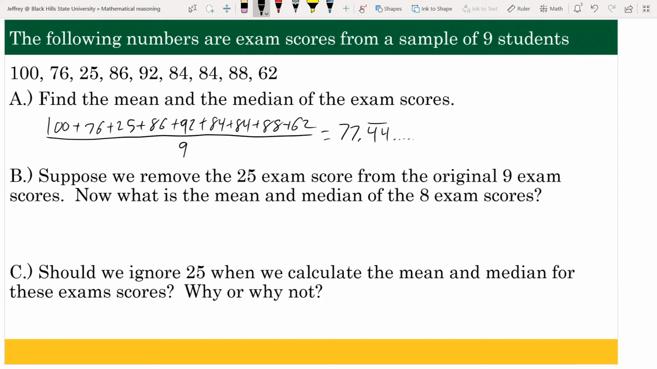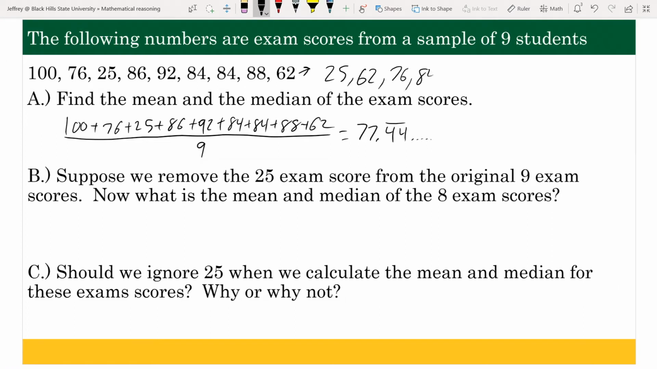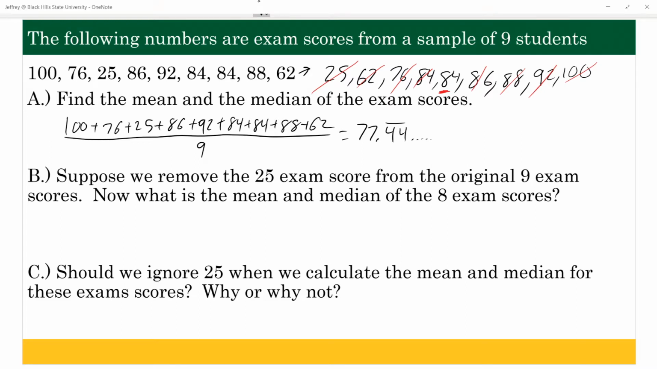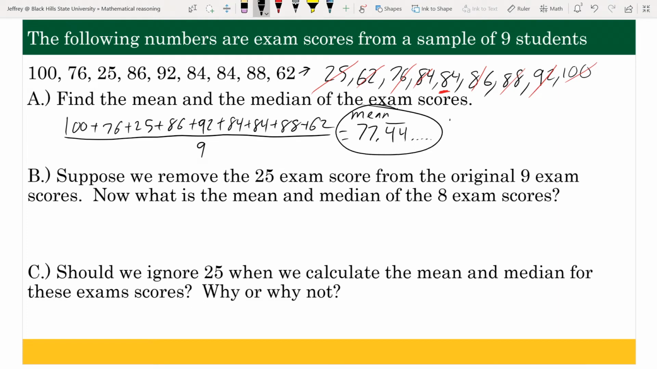Now for the median, it may help to rewrite these. So I'm going to rewrite these from smallest to largest. And to find the median, basically I'm just going to cross off each number one at a time. So I crossed off 4 on the left and 4 on the right, and it turns out that I am left with 84. So the median equals 84.